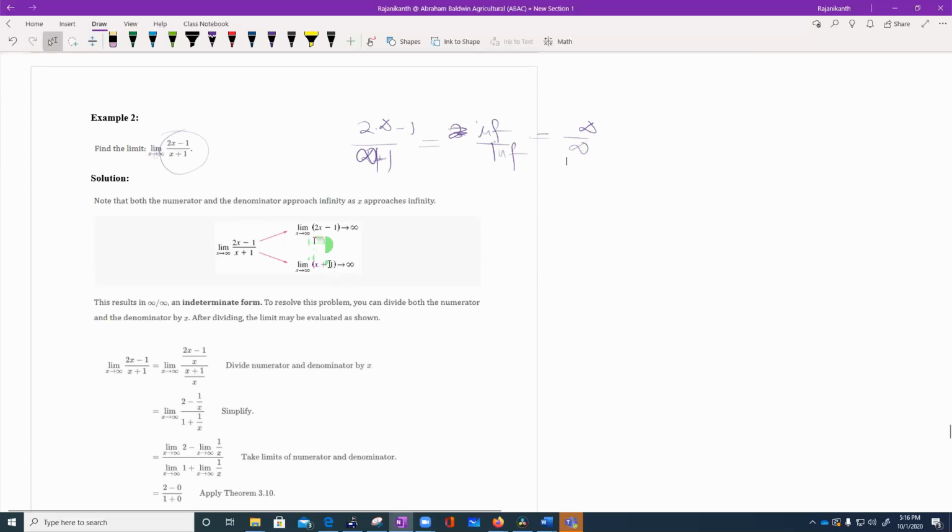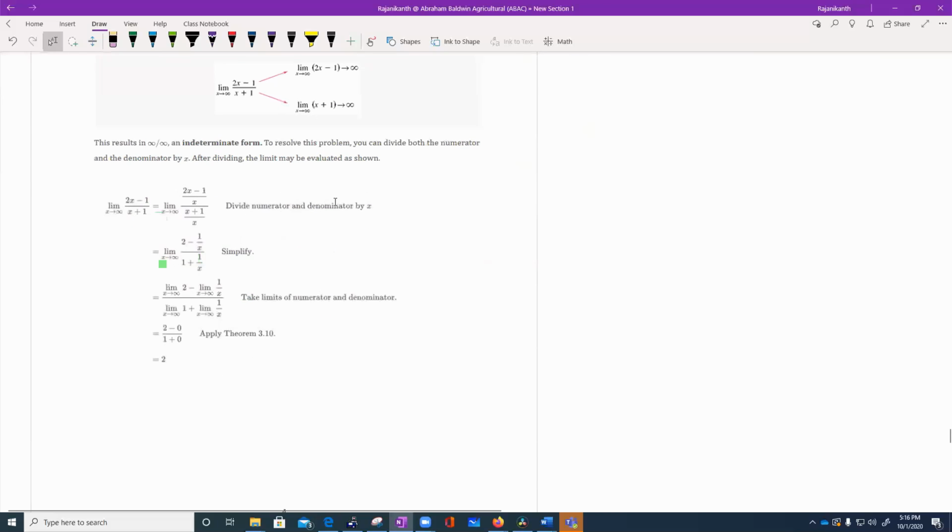So what kind of techniques do we use? We'll look at this problem. You simply divide everywhere by x. Divide this by x, divide this by x, divide this by x, and divide this by x as well. So you will come up with this: 2 minus 1 over x over 1 plus 1 over x.